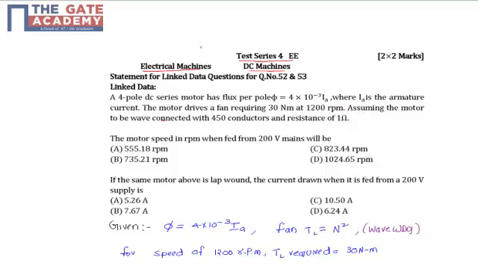Assuming the motor to be wave connected with 450 conductors and a resistance of 1 ohm, we have to calculate the value of the speed of the motor in RPM when fed from 200 volts.